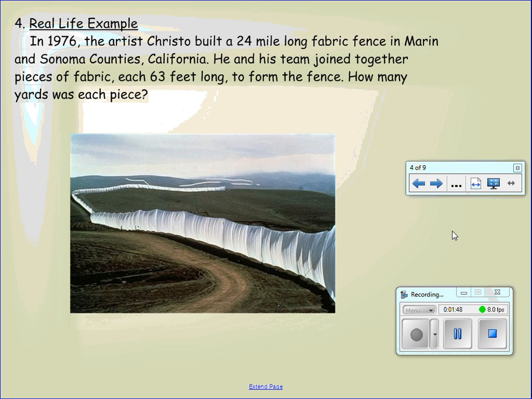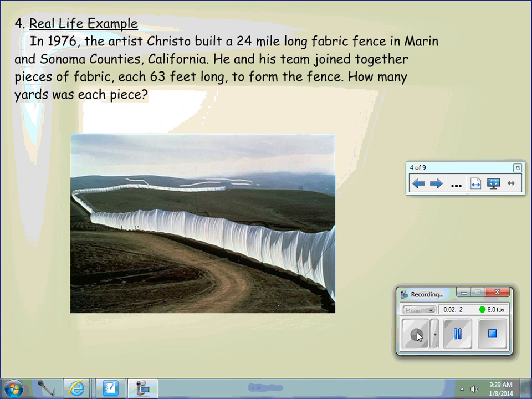In our example 4 in your notes, in 1976, the artist Christo built a 24-mile-long fabric fence in Marin and Sonoma counties, California. He and his team joined together pieces of fabric, each 63 feet long, to form the fence. How many yards was each piece? In this example, there is some information that is not needed in order to solve the question. The question they're asking is, how many yards was in each piece?